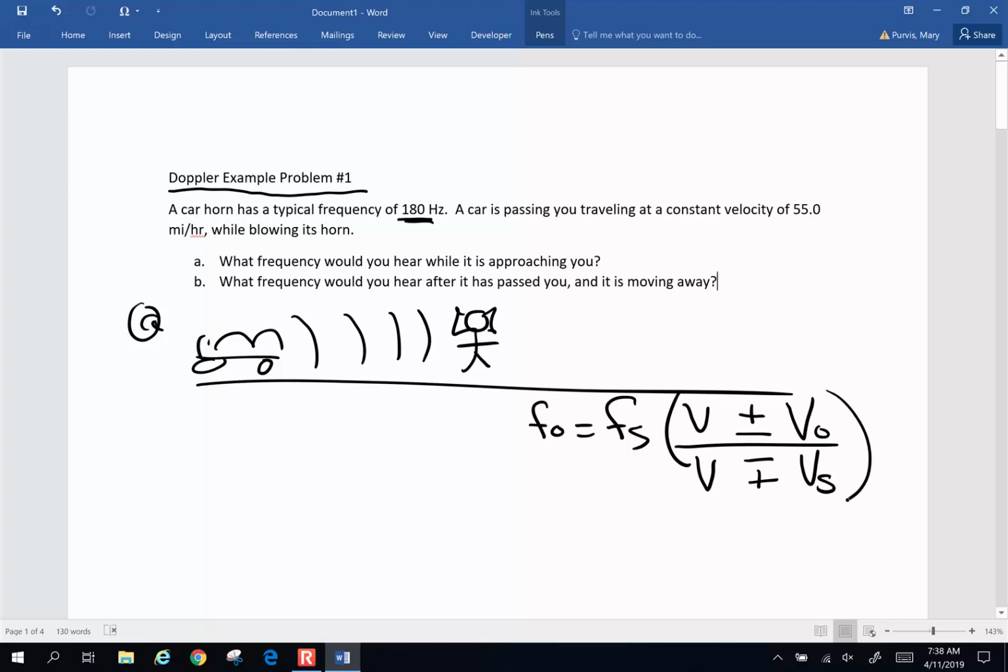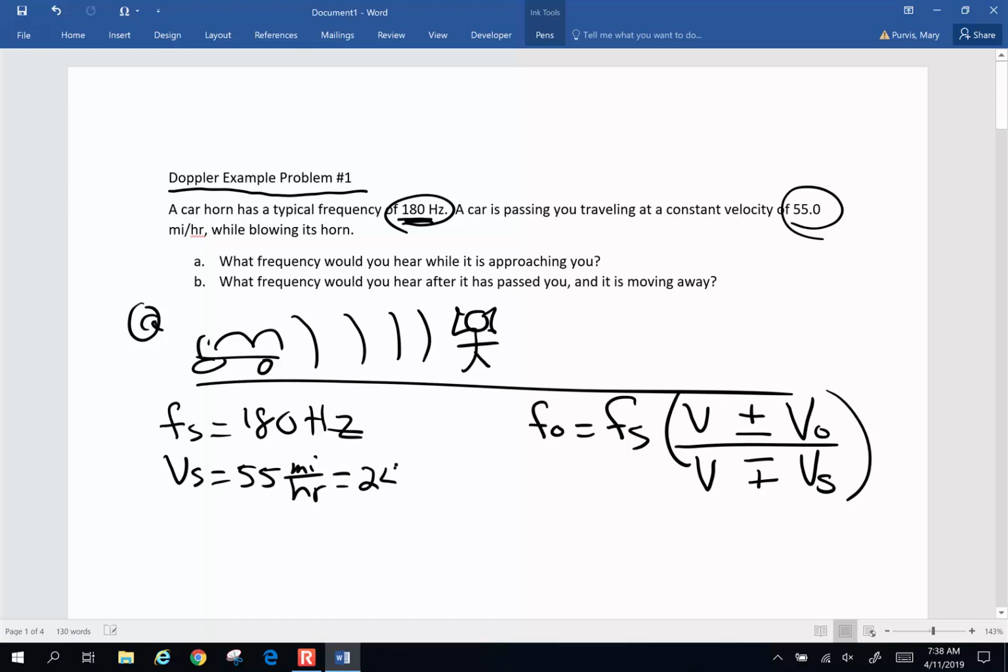So in this first situation, the frequency of the source is going to be 180 hertz. The car is going by you at 55 miles per hour. That's the velocity of the source, 55 miles per hour. And we have done that conversion many times in the course. 55 miles an hour is 24.5 meters per second. And it's blowing its horn. What frequency would you hear?